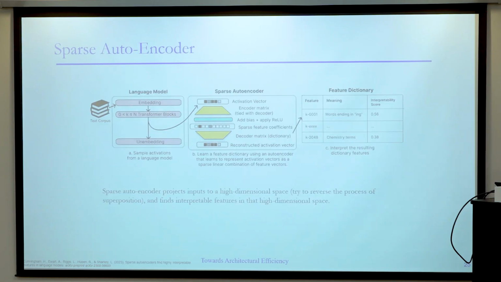The sparse autoencoder is just a model that tries to project inputs to a high-dimensional space. Remember that in the superposition setting, we have more features than dimensions. So basically, this high-dimensional space tries to have a dimension equivalent to the number of features we have. Each hidden dimension can represent a single feature, or have a single semantic meaning. And we want to find interpretable features in this high-dimensional space.